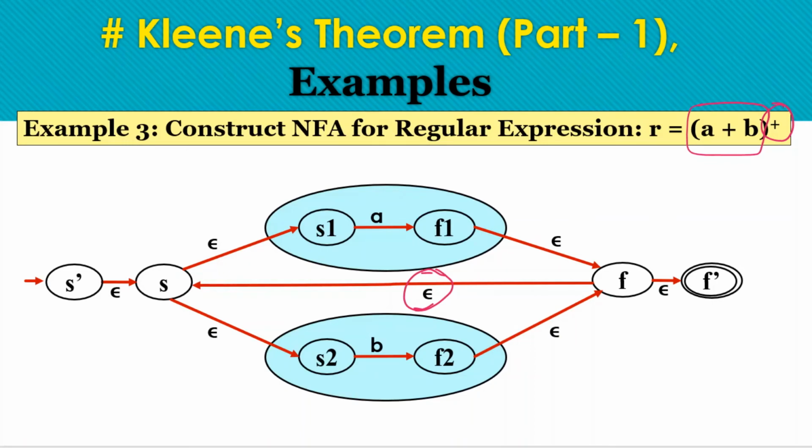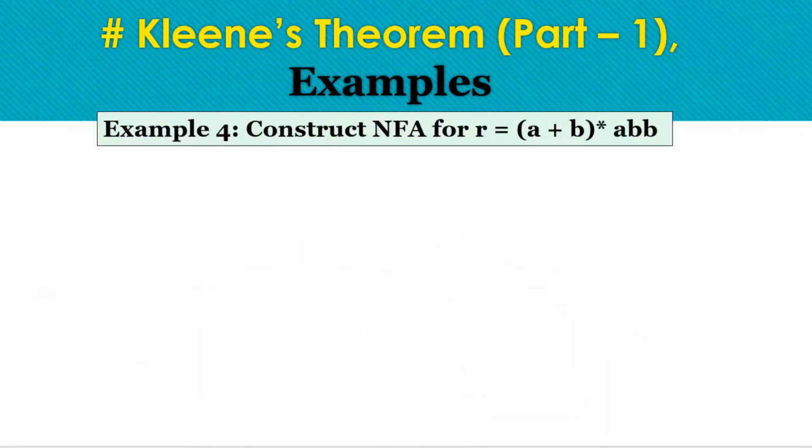So this is very similar to the previous machine. We just remove this null move, because we cannot accept the null here. So we are not requiring this move for positive closure. Next we have the construction of an NFA for the given regular expression a plus b star abb.